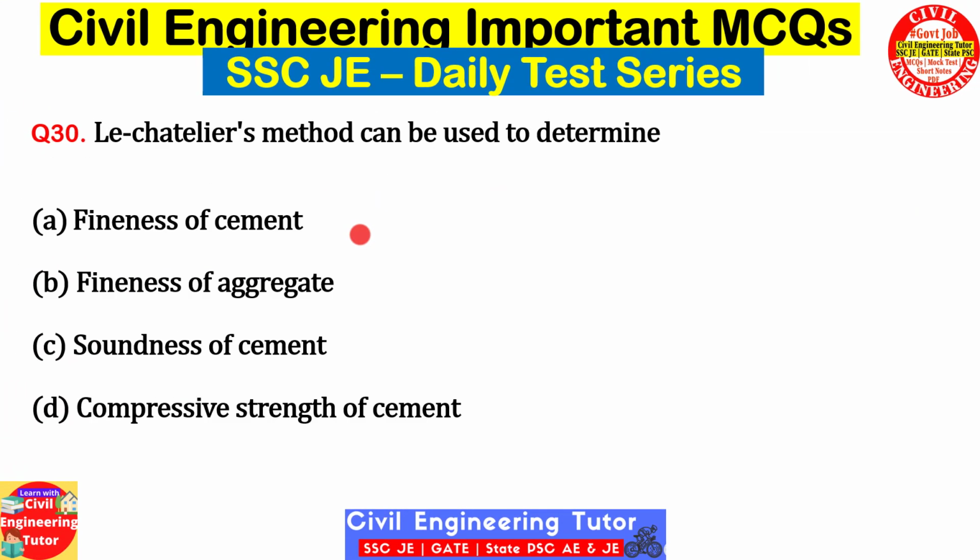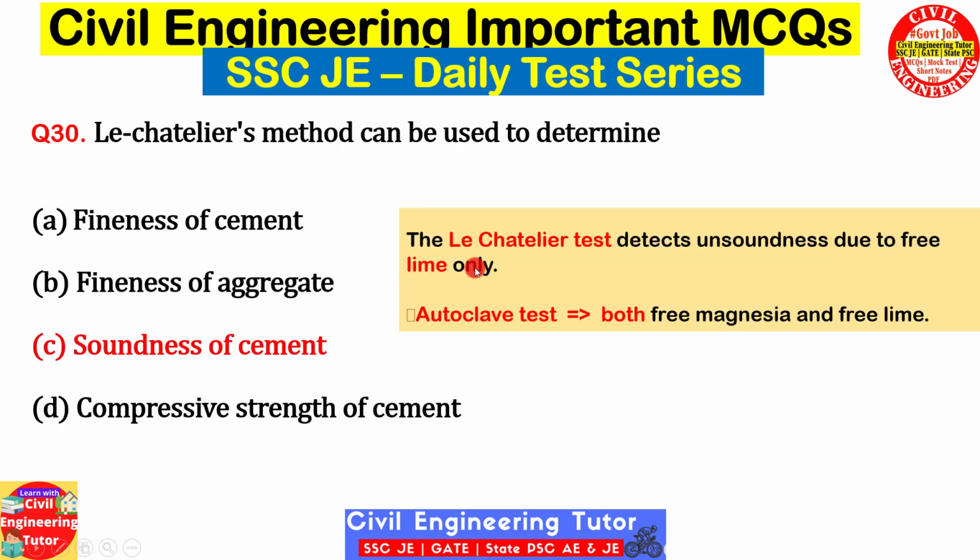So the final question: the Le Chatelier method can be used to determine fineness of cement, fineness of aggregate, soundness of cement, or compressive strength of cement. So here the correct answer for this case is soundness of cement. Now there are two methods used in finding the soundness of cement. One is the Le Chatelier test and another is the autoclave test.